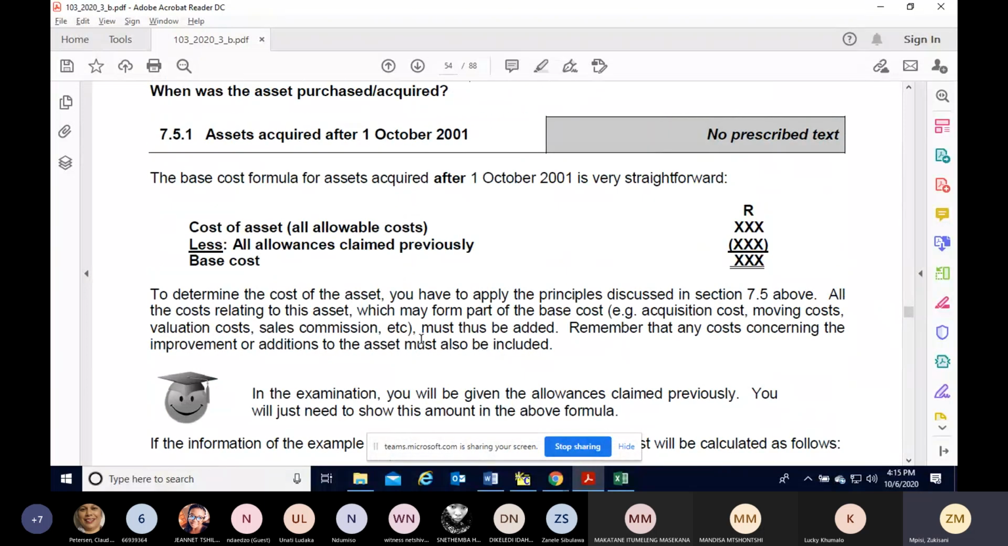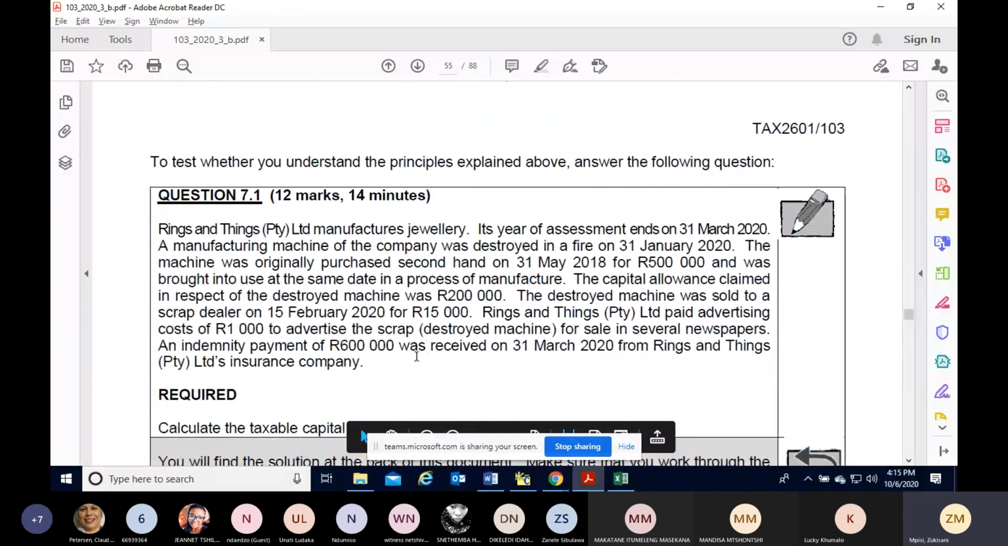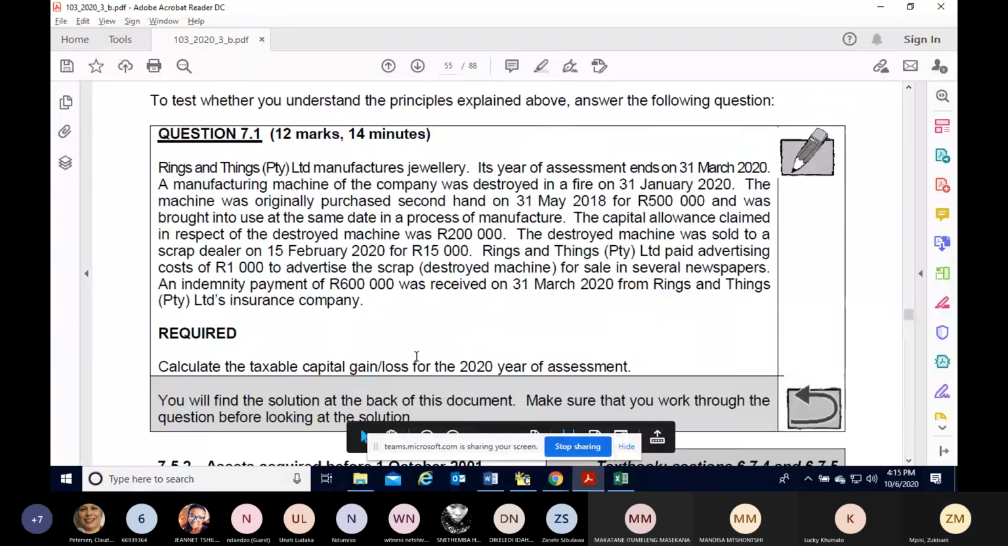So the first example that we are going to do is question 7.1. Question 7.1 covers assets that were bought after the 1st of October 2001. So this is the base cost formula. It's the cost of an asset less allowable allowances that were claimed in the previous years. And this gives you the adjusted base cost. And here is an example.